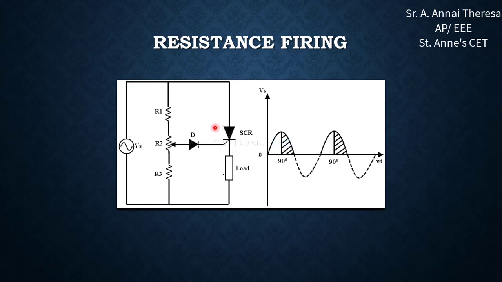So it is the very simplest and most economical type of triggering, but limited to very few applications due to its disadvantage. What is the disadvantage? Here the triggering angle is limited to only 90 degrees because the applied voltage is maximum at 90 degrees. So the gate current has to reach the minimum gate current value somewhere between 0 and 90 degrees. This is the disadvantage of this resistance firing method.